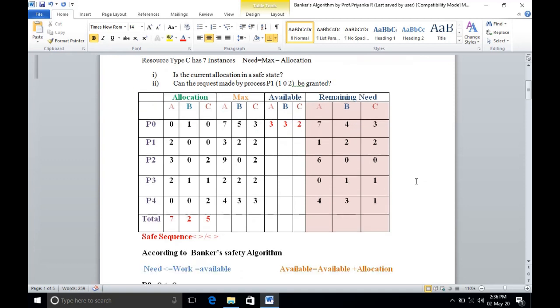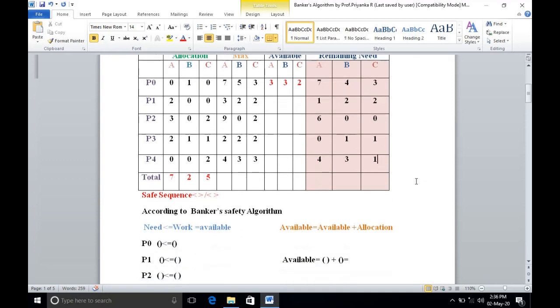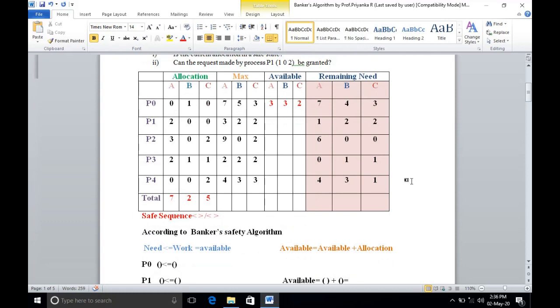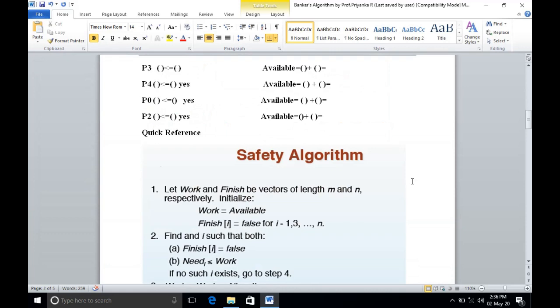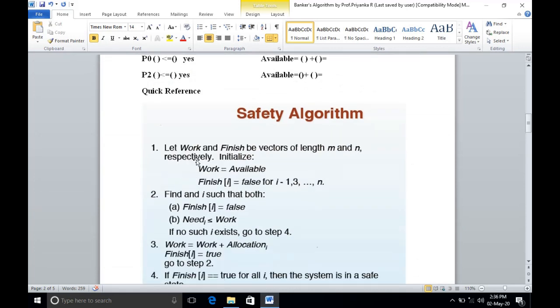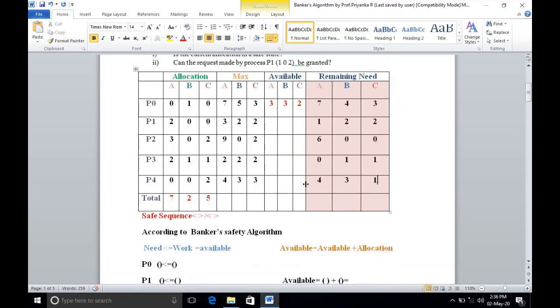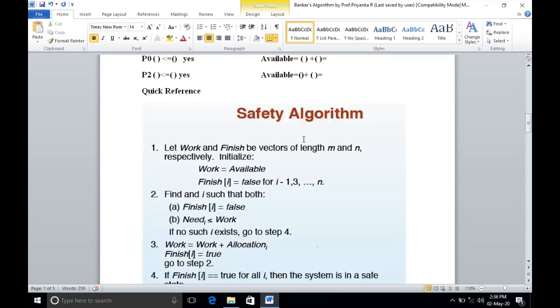Next, once we are done with calculating the remaining need, we have to go for Banker's safety algorithm. Before getting into the steps, let us have a quick reference of the safety algorithm. Let work and finish be vectors of length m and n respectively. We have to initialize work equal to available. So whatever we have calculated here, which is 3, 3, 2, is represented as available and we are equating it to work. Finish of i is equal to false for i = 1 to n.